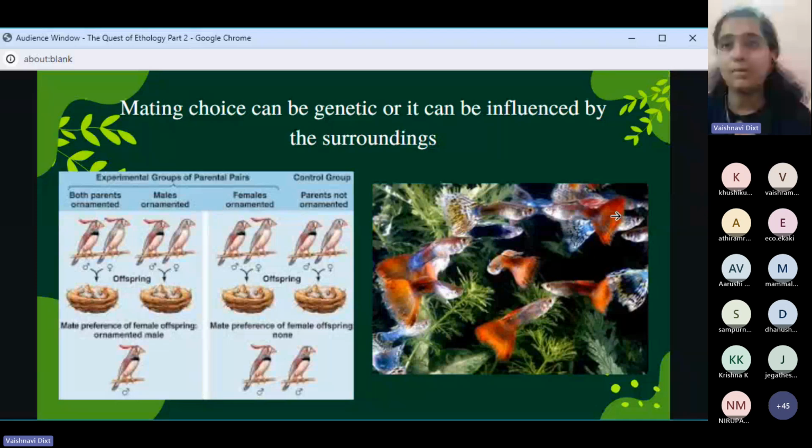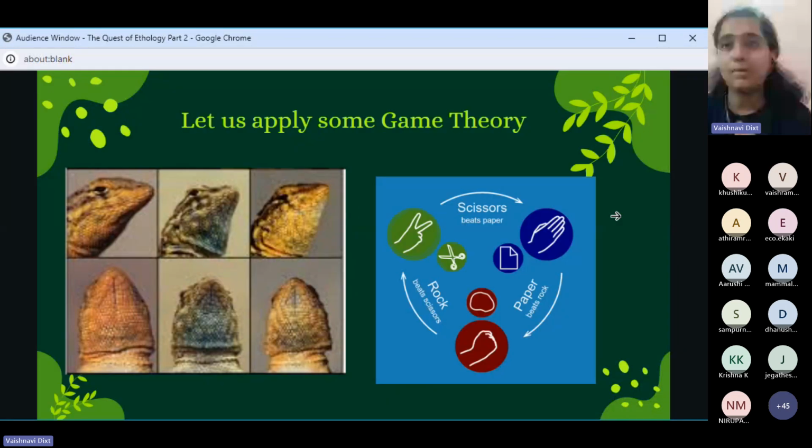Now, how will you tackle a situation wherein a single species has many mating behaviors? How will you address that? Let us see it through this fun example. I believe all of you must have played stone, paper, scissors in your childhood, right? It is a very, very famous game. What if we apply the stone, paper, scissors theory to this lizard? How? I will tell you.